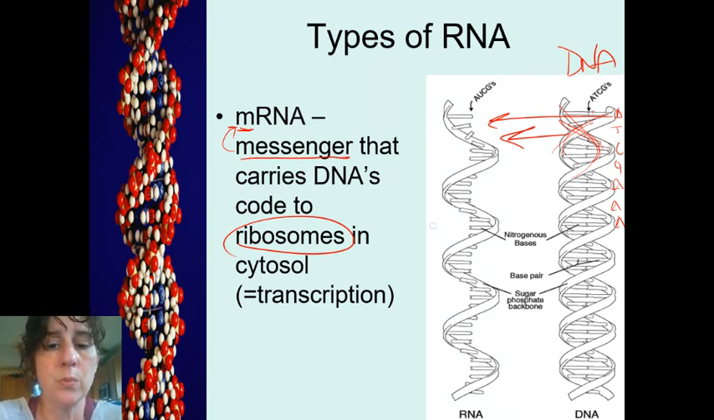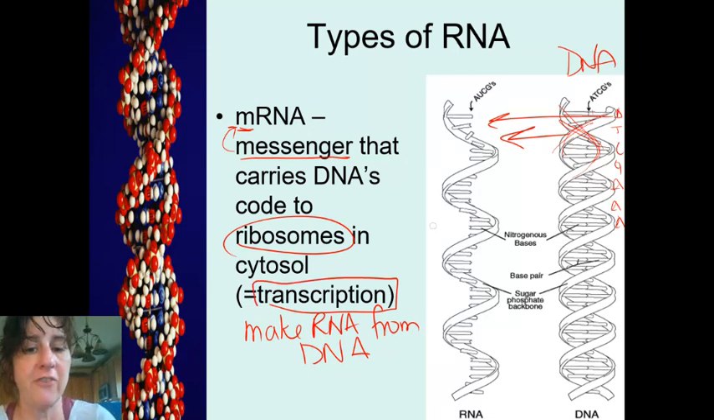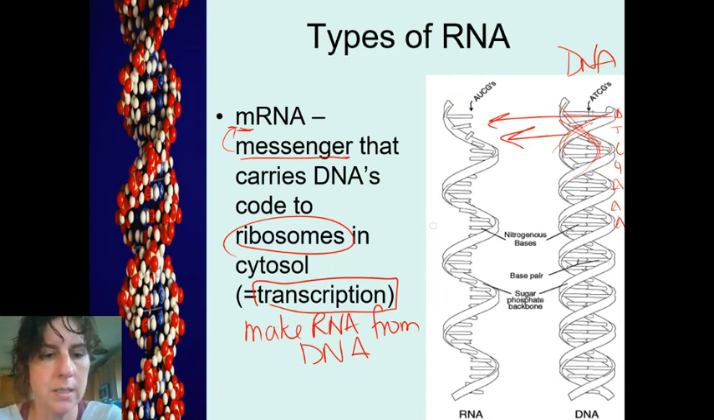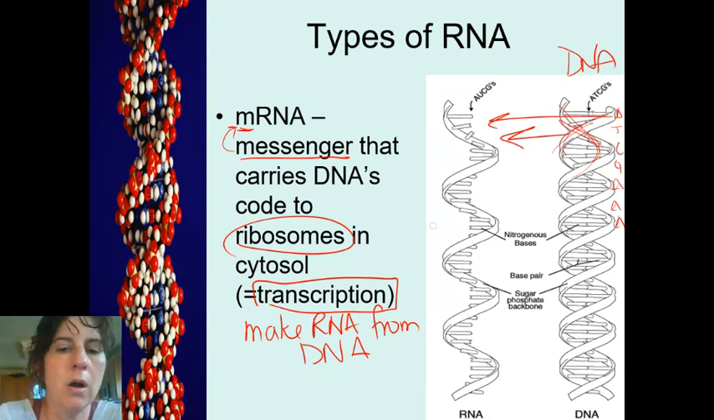This process where we make RNA from DNA, that process is called transcription. That's our first step to making a protein. You have to transcribe, that means write down, an RNA molecule from DNA, and specifically it's messenger RNA.